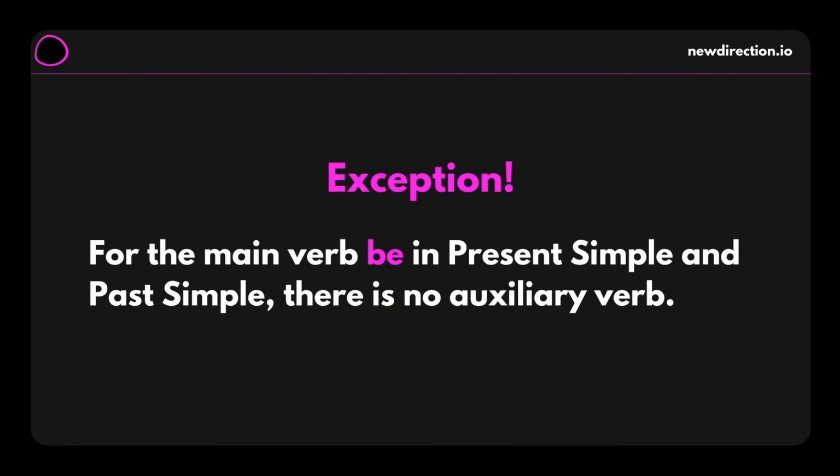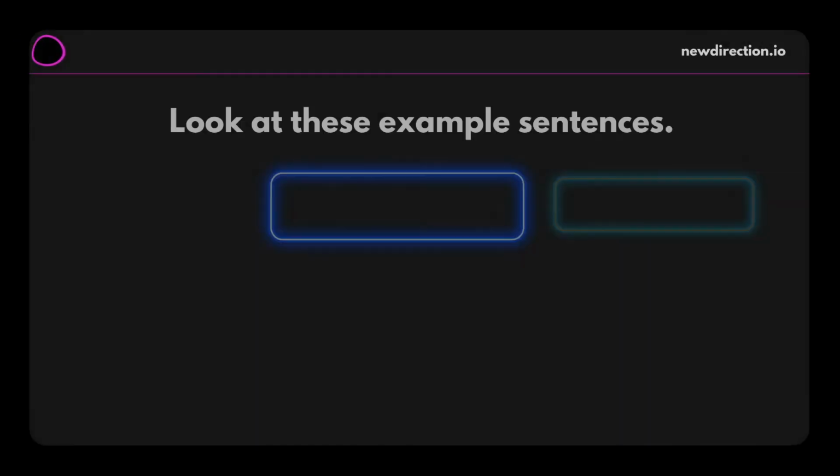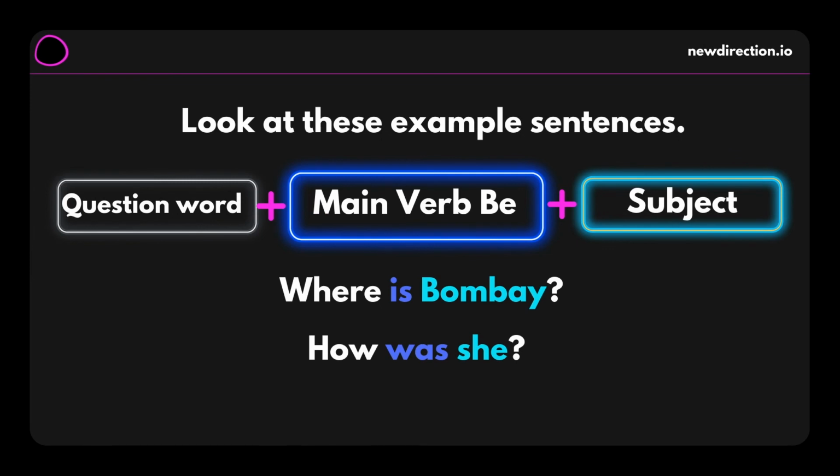An exemption for the rule is the main verb be. Again, both in present simple and past simple. Example, where is Bombay? And how was she? We have the question words where and how, and still have the main verbs and the subject. There is no auxiliary verb. So that's it when it comes to questions.